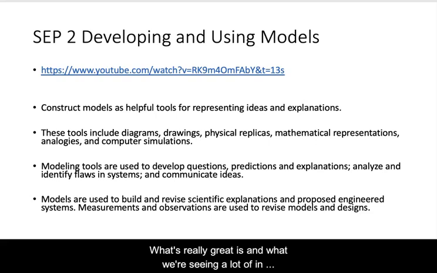What's really great, and what we're seeing a lot of in the scripted curriculum, is that we have our students create a model, and then as they obtain more information or learn various scientific concepts, they then go back and revise that model until they get to a point where they feel confident in their model.